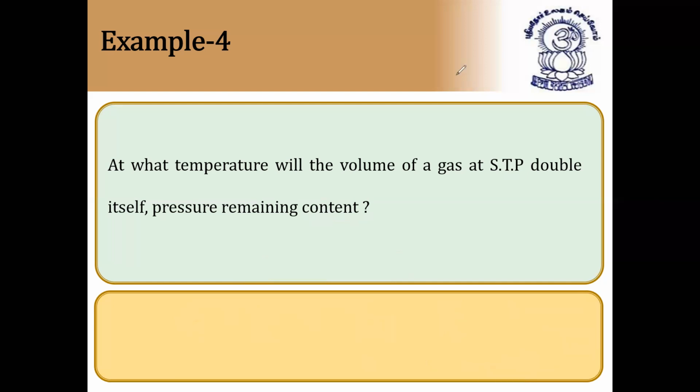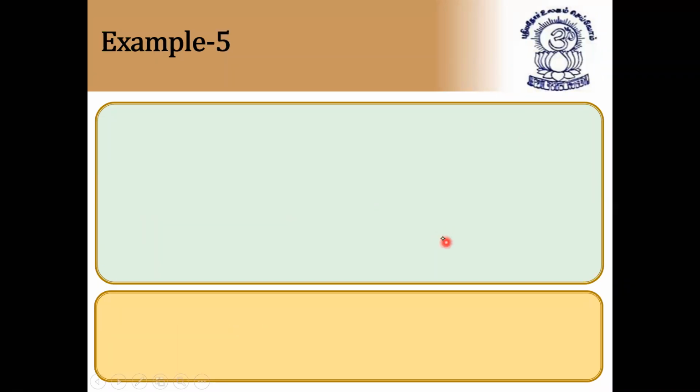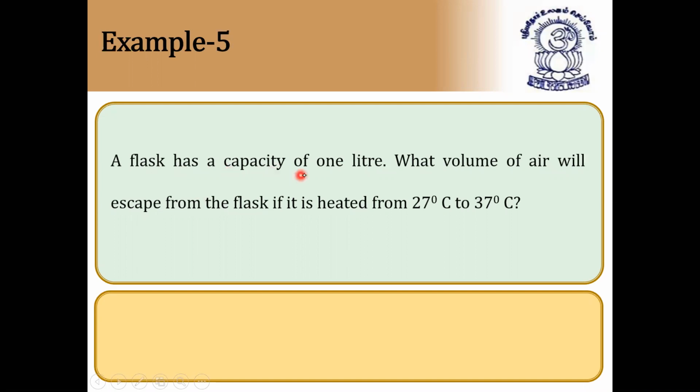Next question. So you can see 546 kelvins is 273 degrees C. Next question. A flask has a capacity of 1 liter. What volume of air will escape from the flask if it is heated from 27 degrees C to 37 degrees C?